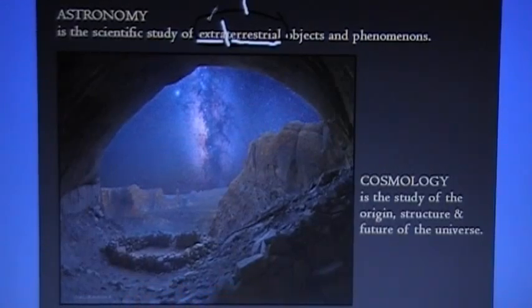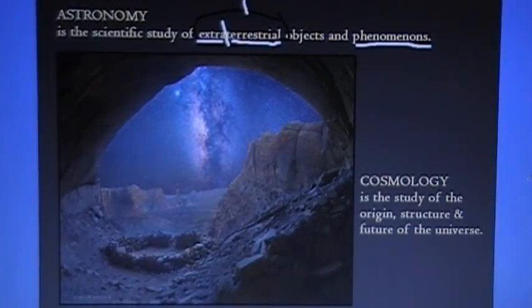And then some people would include Earth as a part of astronomy. And then we look at phenomenons. Phenomenons are just things that we see out in space that we can't really explain, and we try to.